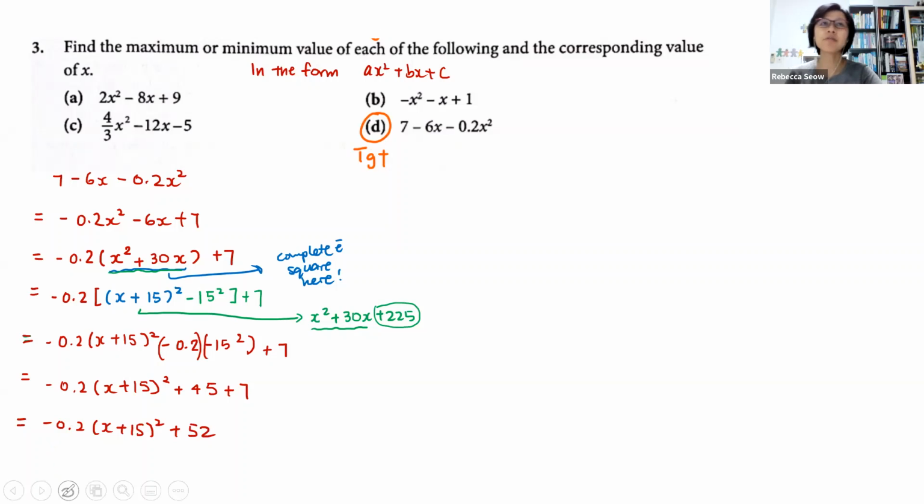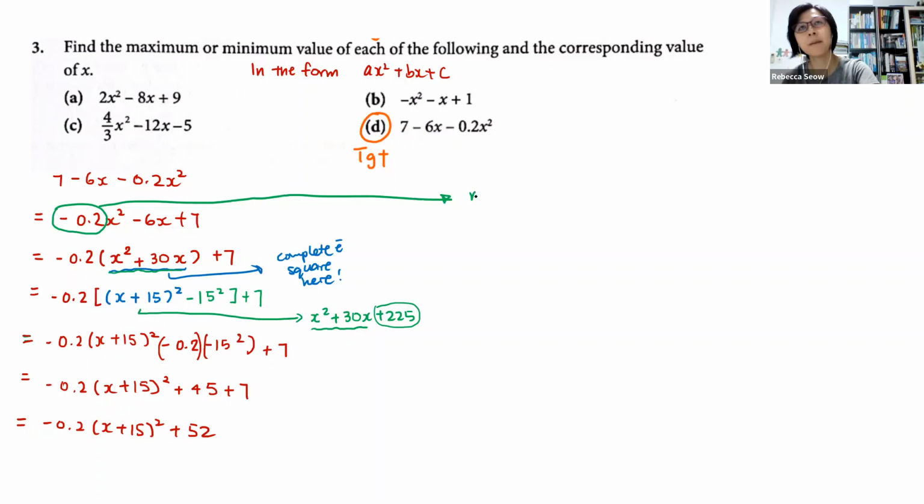Again, how do I find whether it's a maximum or minimum value? Let's take a look at the x square term first. Our x square coefficient is negative, so therefore this tells us that it is a maximum. Next, we want to find the value of the maximum. This is the one. This would be the max value.